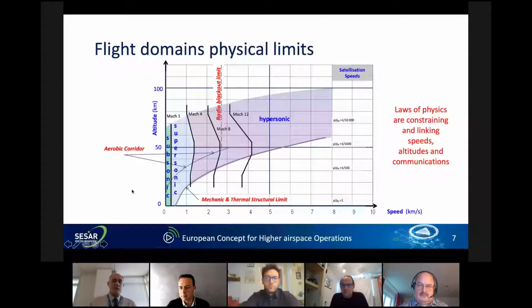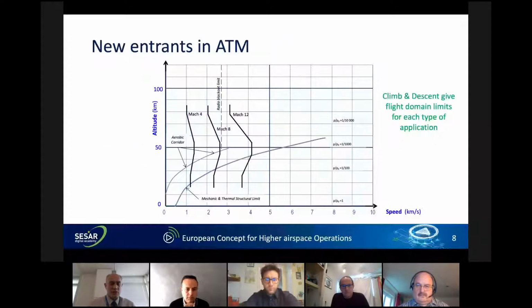And you have also, for us, for the air traffic management, this radio blackout limit, which is directly linked to the temperature of the plasma which surrounds the vehicle when you go in a hypersonic mode. That does not allow radio communication in a proper way, at least on the sides where the plasma is.